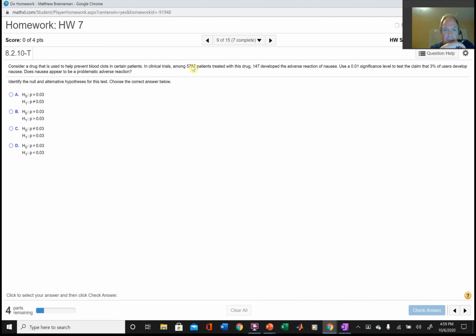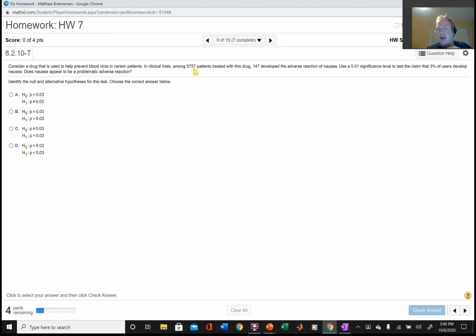So it says, consider a drug that's used to prevent blood clots in certain patients. In clinical trials, we have a sample size here of 5,757 patients. 147 developed adverse reaction of nausea. We want to use an alpha of 1% to test the claim that 3% of the users develop nausea.